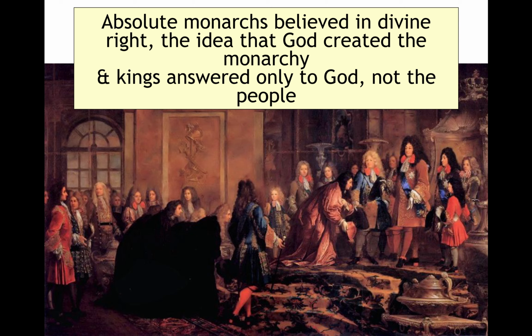Absolute monarchs believed in divine right, the idea that God created the monarchy, and kings answered only to God, not to the people. So if your people, your subjects, have complaints, or they're unhappy with how you're doing things, or there's not enough food for them and they're upset, none of that should matter to the king. Right? The end justifies the means. He accomplishes his goals no matter what. Not really worried about the concerns of the people.